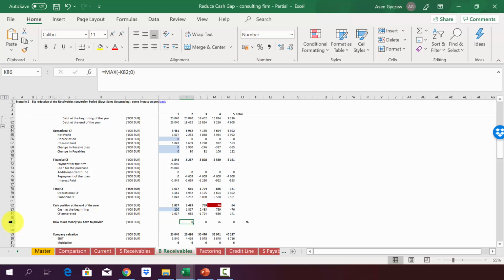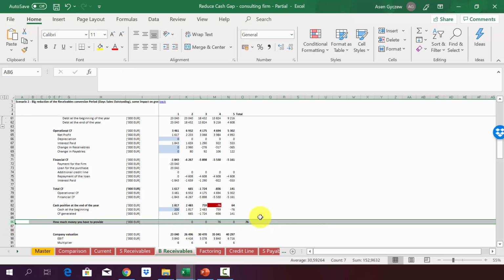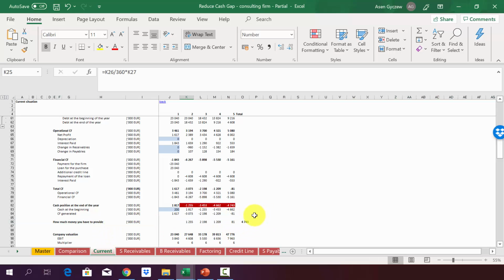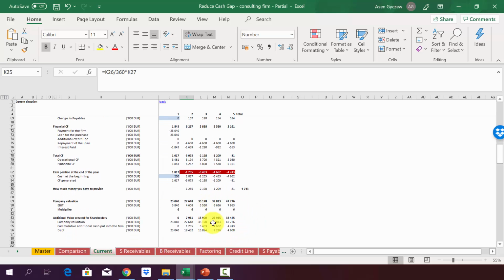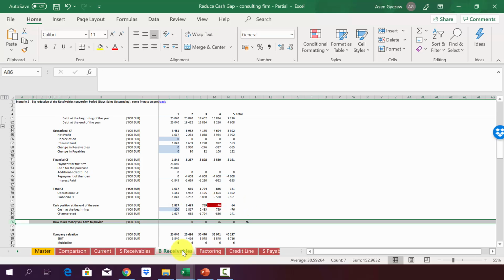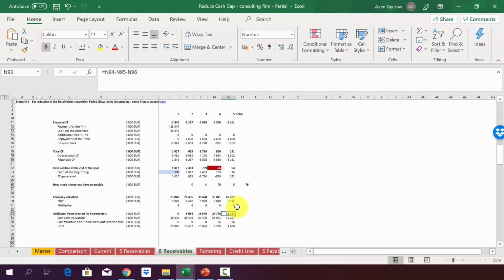So when we are looking at how much money we have to provide, it's almost nothing. So 76,000. So it's just 73,000. And if we compare it with almost 5 million in the current situation, there's a big change. And company valuation will also change. So when it comes to additional value created for shareholders, we said that currently we are generating 38 million. And if we do a big reduction of receivables, you will see that actually the additional value will go down to 35 million. So in terms of cash, we managed to achieve this goal.